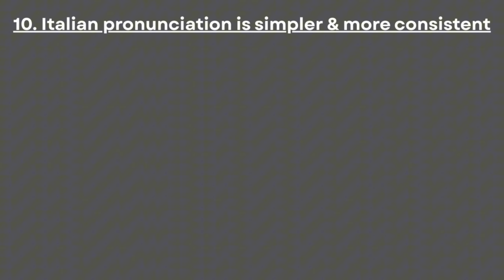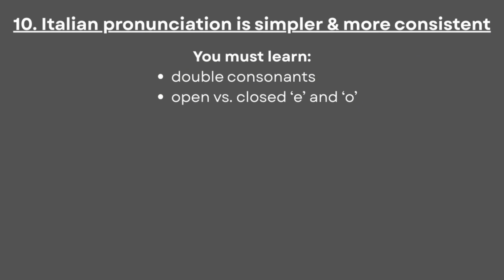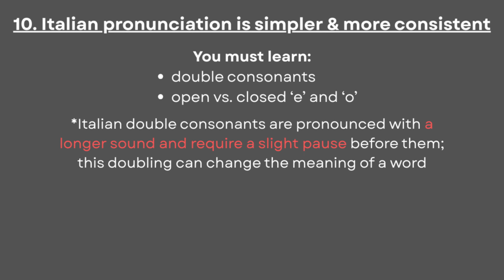Number 10. Italian pronunciation is far simpler than English and is more consistent and phonological. Every letter corresponds to one sound, unlike English, yet Italian is more complex with double consonants and open and closed e and o. For example, double consonants are pronounced with a longer sound and require a slight pause before them.